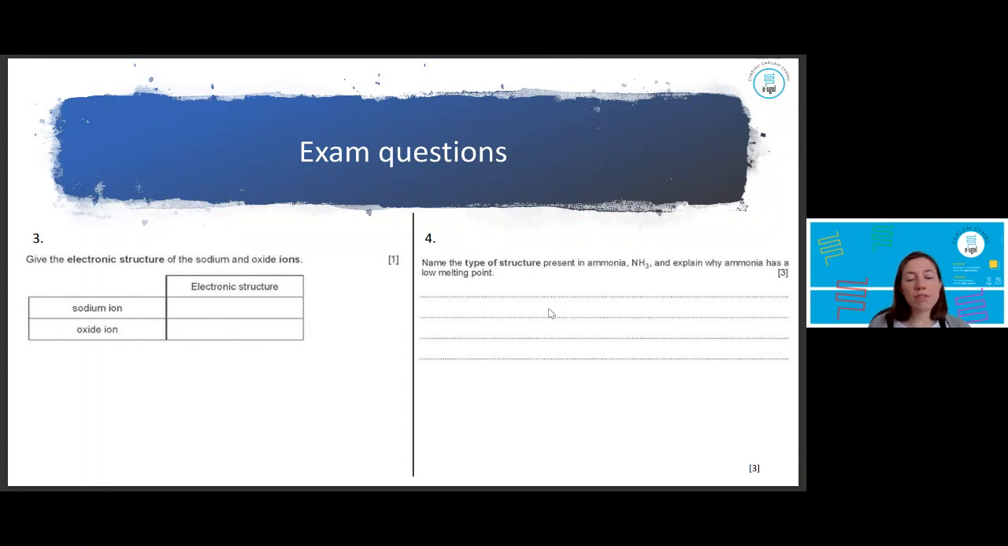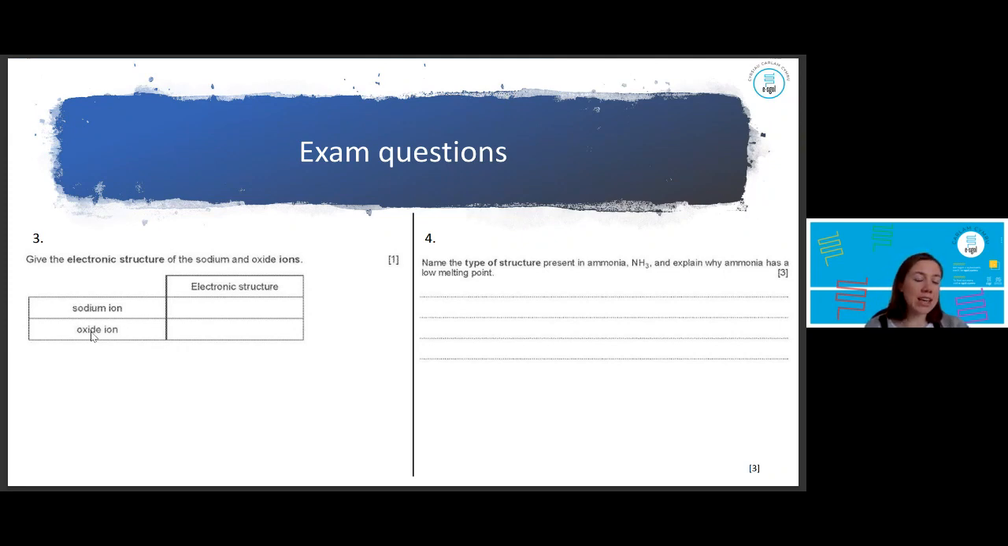And then finally, we finish with these 2 questions. Give the electronic structure of sodium and oxide ions. Now, this is a really important question to point out to you, because it does often catch students out. It's not asking for the sodium metal, okay? It's asking for the ion. So in order for sodium to become an ion, it will have lost that one outer electron. So think about that with your electrons.